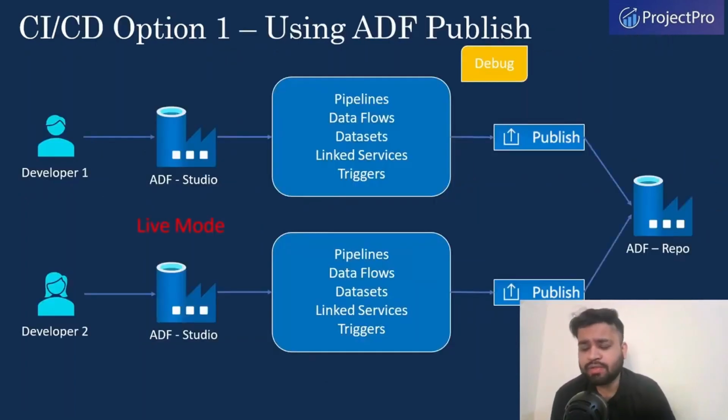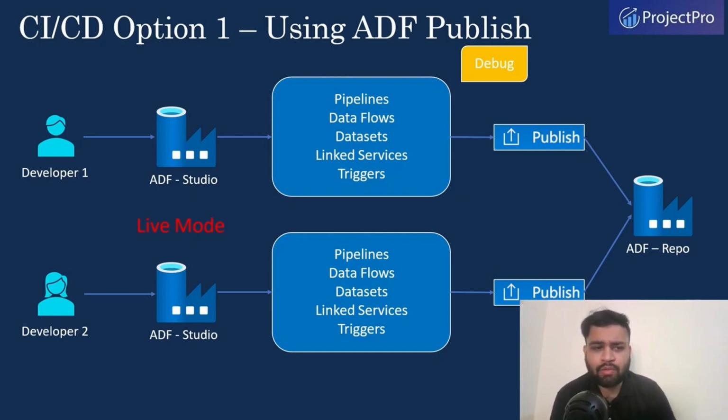Okay, so since you now understand what CI/CD is, let's jump on to the different options available to implement CI/CD in Azure Data Factory. The first option is using the Azure Data Factory Publish. So far we have developed our Azure Data Factory pipelines with different ADF resources, and once we debug our pipeline and are satisfied with our changes, we use the Publish button in Azure Data Factory. The same thing we are doing here.